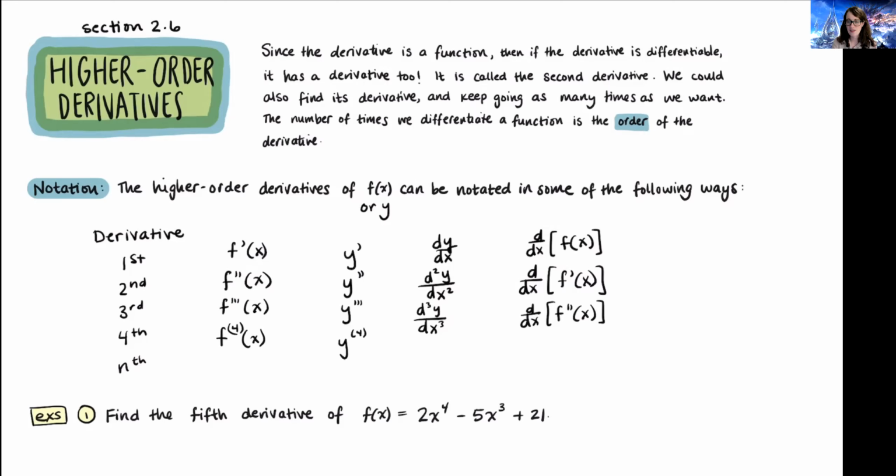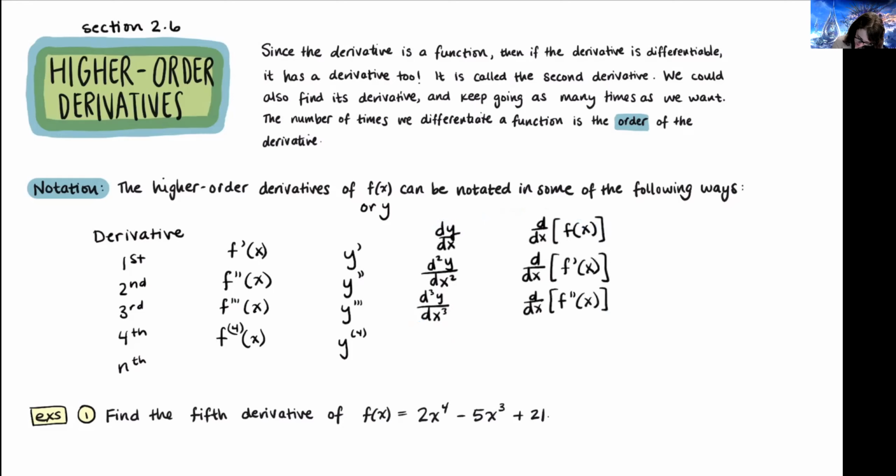The dy dx notation stays the same. So this would just be d to the fourth, but it just means differentiating 4 times, and then dx to the fourth, but not really to the fourth. It's just meaning we differentiated where x was our variable 4 times. And then, of course, this is the derivative of the third derivative, of f triple prime of x.